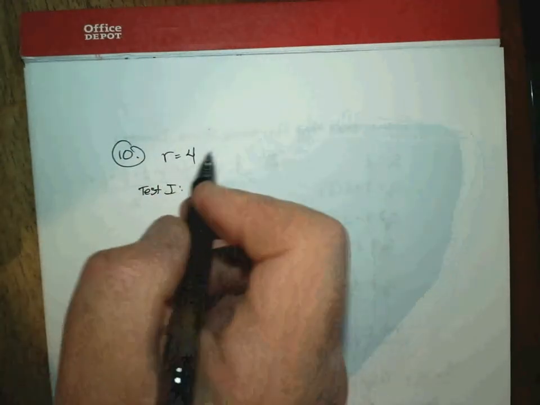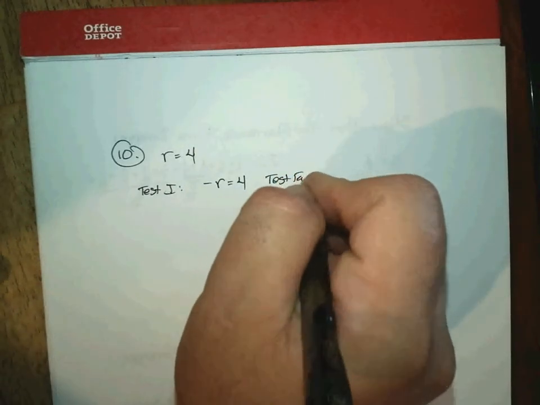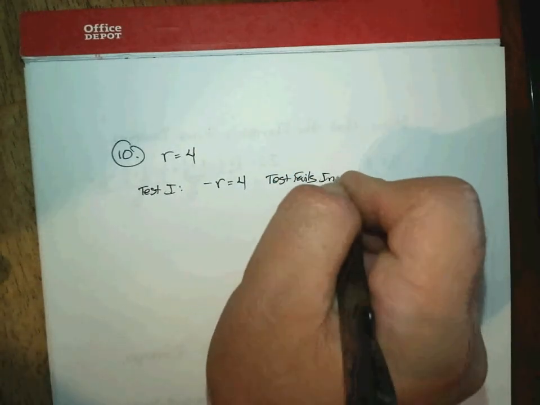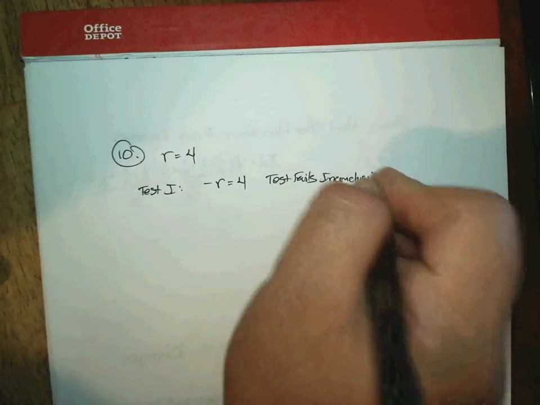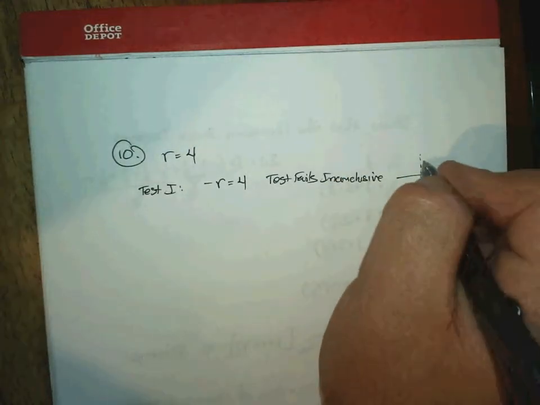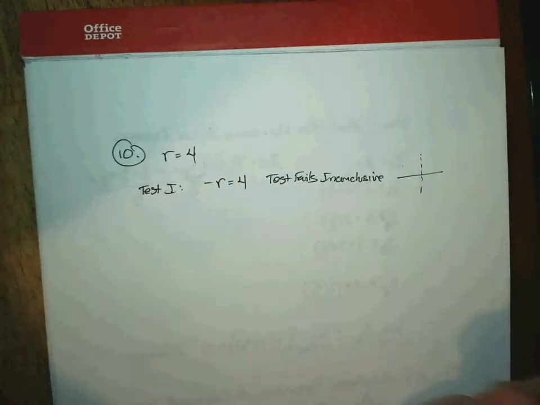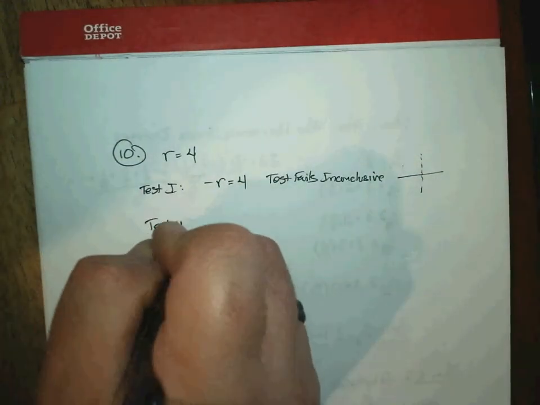Okay. All right, problem number 10. Very simple. r equals 4. Test 1. You're going to replace the r and the theta with a negative r and the negative theta. So we get that. Okay. Is that the same equation? No. So it's inconclusive. I don't know whether we have symmetry about this pole or not. Okay. The test failed, so I don't know.